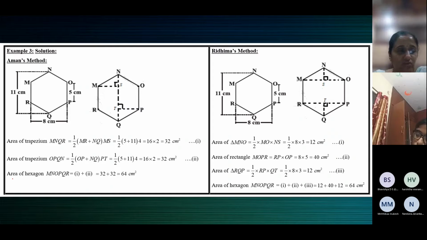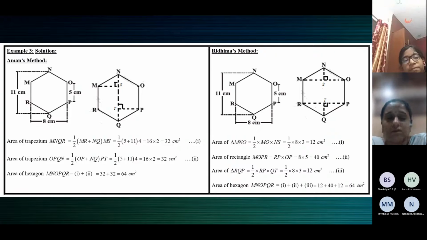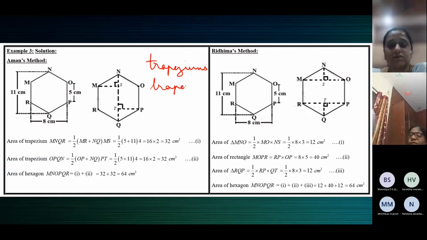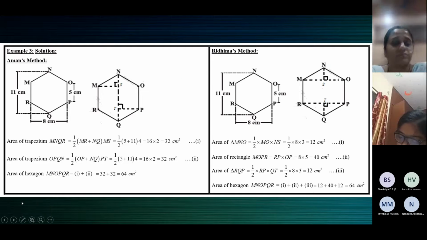All right, let's discuss the first one, Aman's method. So how has Aman divided the hexagon, children? Into two equal trapeziums. The plural of trapezium is trapeziums or trapezia. You can say two trapezia or two trapeziums. Okay, Aman has divided the regular hexagon into two trapeziums or two trapezia.